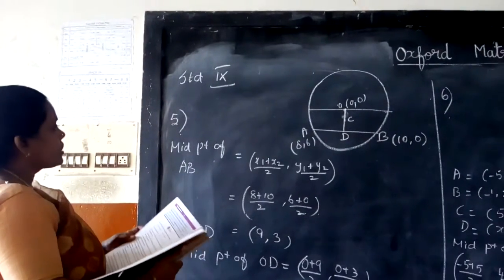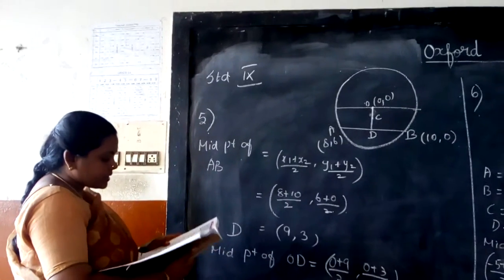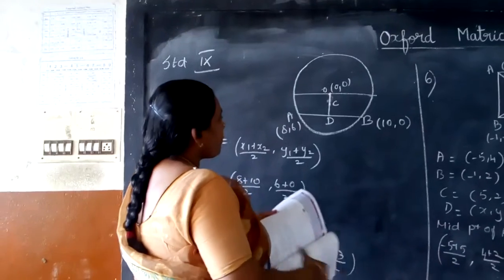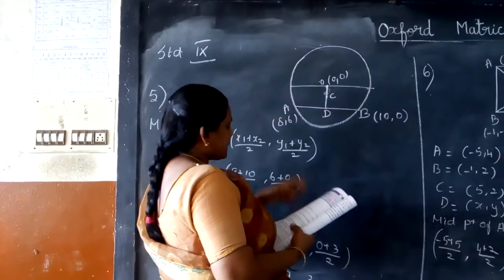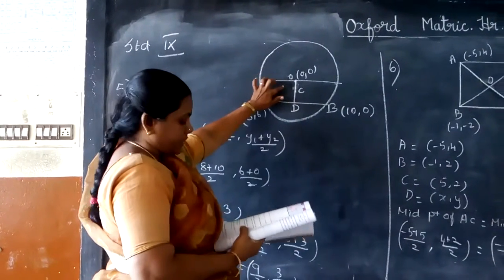Students, fifth question from exercise 5.3. Okay, the question is about the point O. This is a circle. The point O is the center of the circle which I have drawn here.